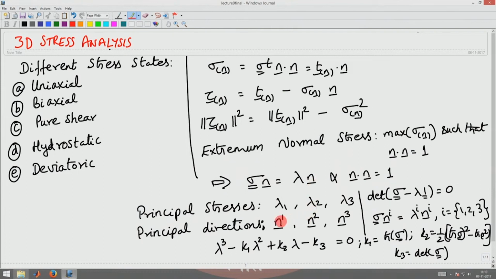In other words, these quantities do not change with whatever coordinate system you use to represent the stress tensor. By solving this cubic equation you will get 3 real roots. Because sigma is a symmetric tensor, you are assured of 3 real roots. Those 3 real roots are denoted by lambda 1, lambda 2, lambda 3, and the corresponding directions obtained by solving the equation sigma n equal to lambda n would be n1, n2 and n3, corresponding to lambda 1, lambda 2 or lambda 3 that was substituted for lambda. These are called the principal directions.